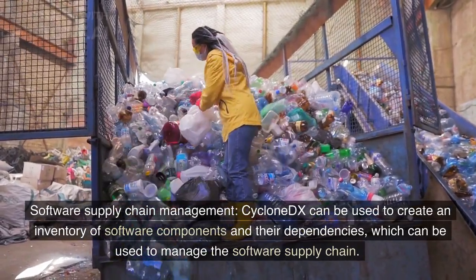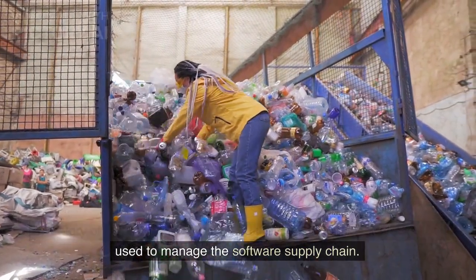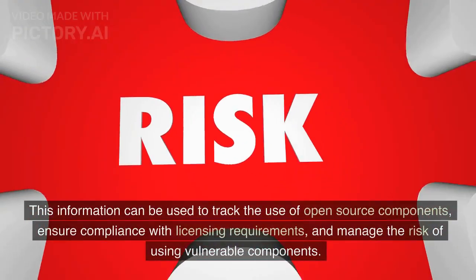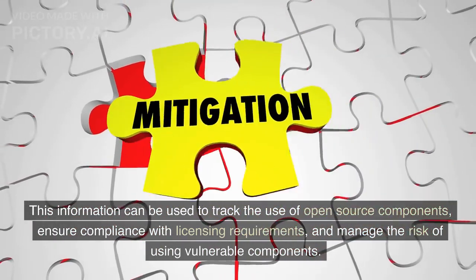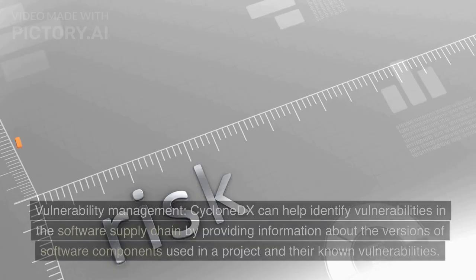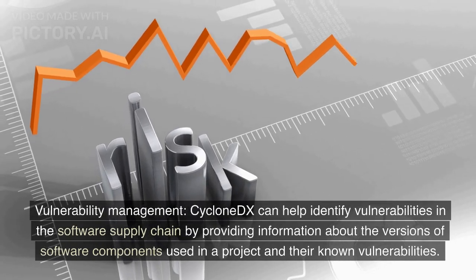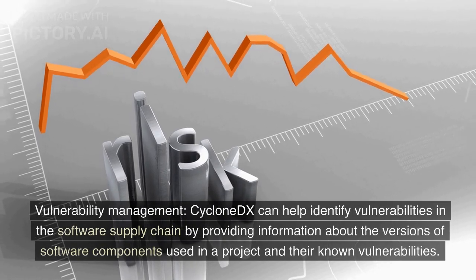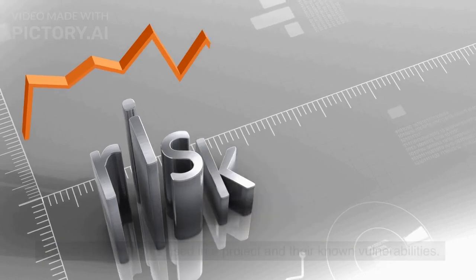CycloneDX can be used to create an inventory of software components and their dependencies, which can be used to manage the software supply chain. This information can be used to track the use of open source components, ensure compliance with licensing requirements, and manage the risk of using vulnerable components. Vulnerability management. CycloneDX can help identify vulnerabilities in the software supply chain by providing information about the versions of software components used in a project and their known vulnerabilities. This information can be used to prioritize patching and other remediation efforts.